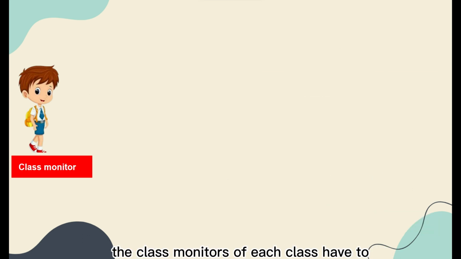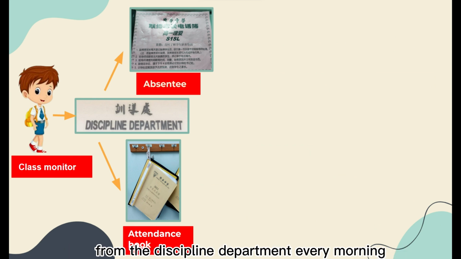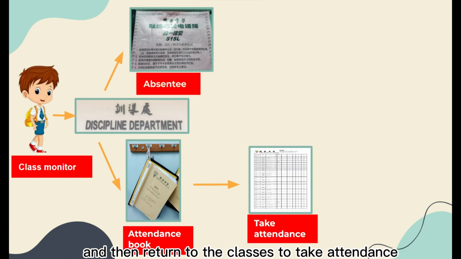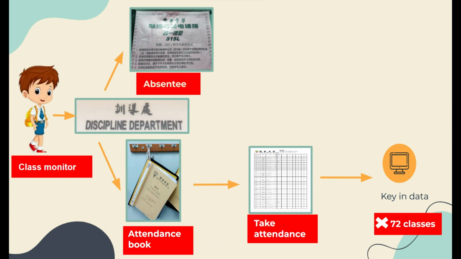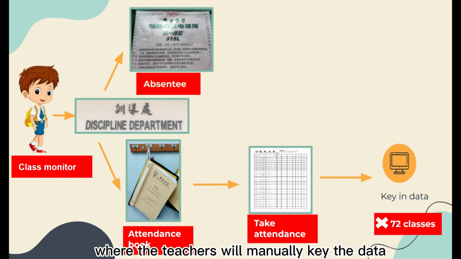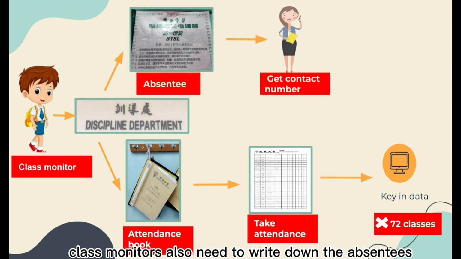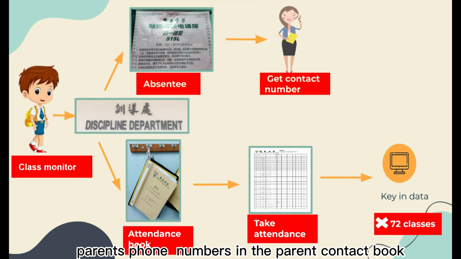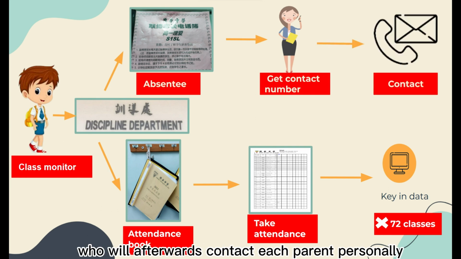The class monitors of each class have to take the attendance book and the parent contact book from the discipline department every morning and then return to the classes to take attendance. After that, they will take the attendance book back to the discipline department, where the teachers will manually key in the data into the school system. Other than that, class monitors also need to write down the absentees' parents' phone numbers in the parent contact book to be passed to their respective form teachers, who will afterwards contact each parent personally.